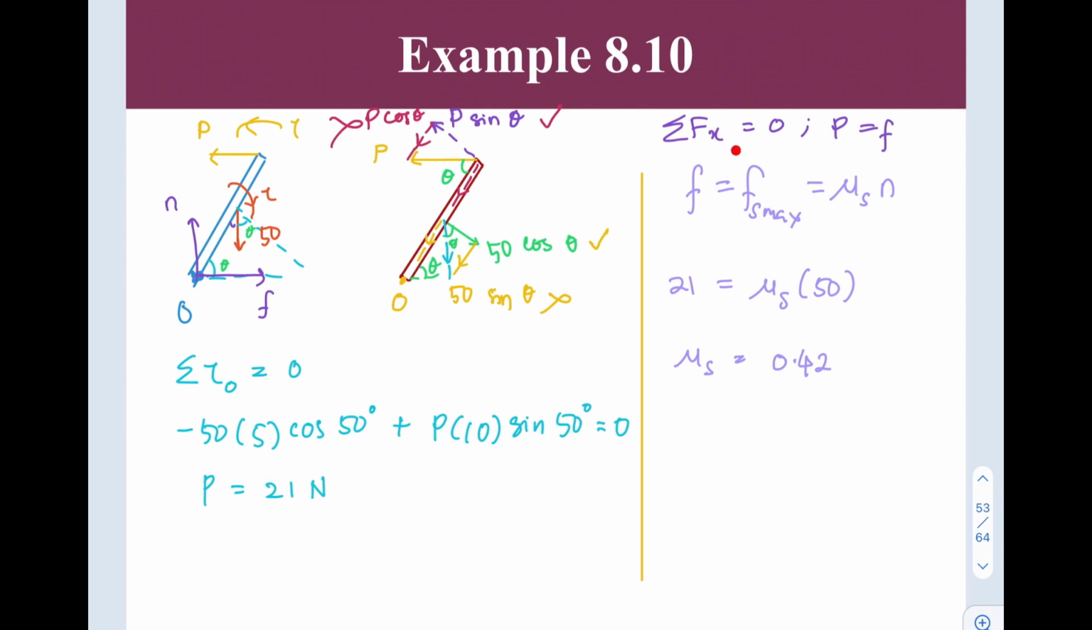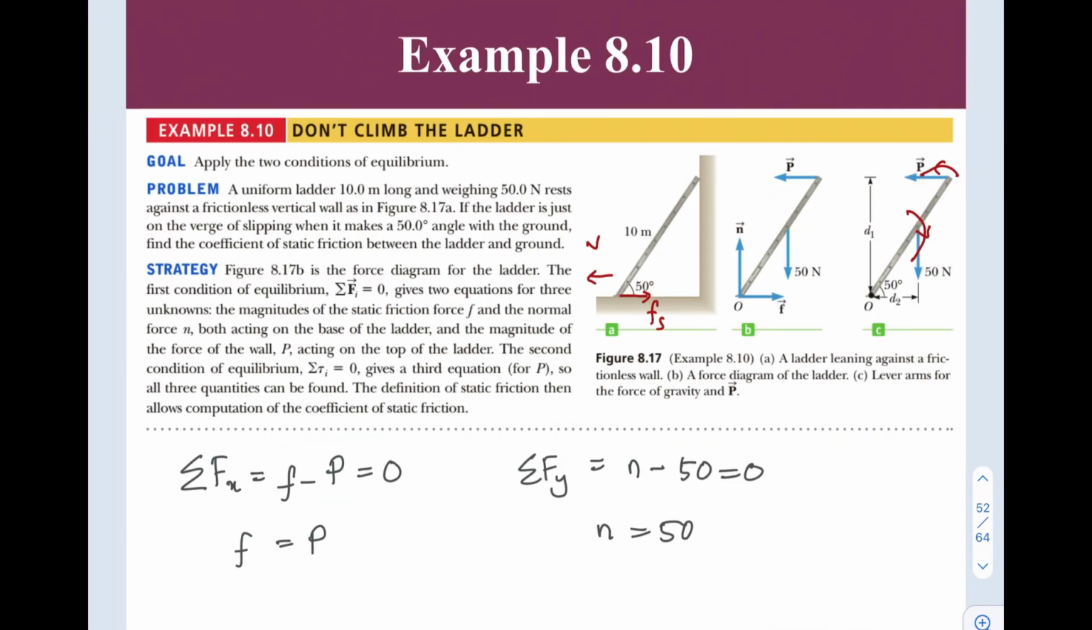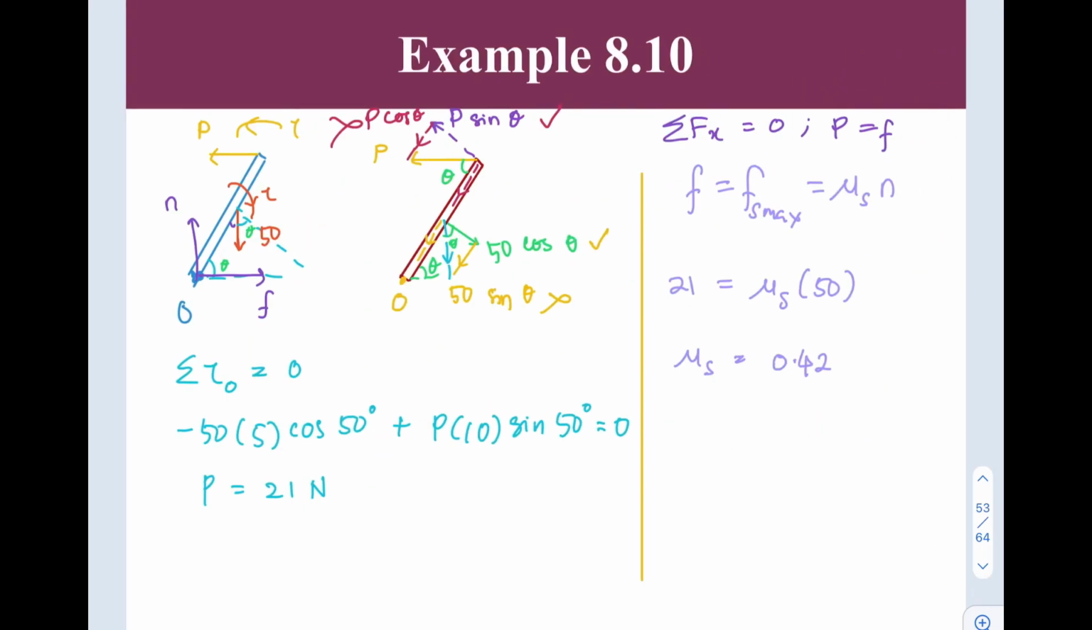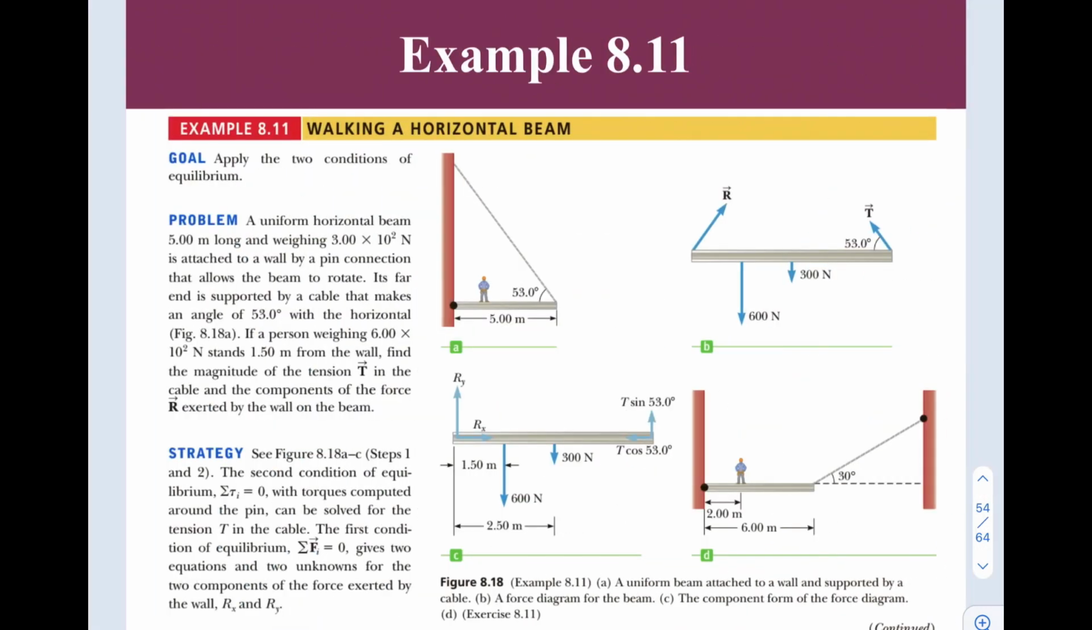Now, to figure out mu, we are going to apply the sum of Fx equal to 0. From here, we know that P equals F, since we already have the value of P. And the frictional force is equal to Fs maximum, because the object is on the verge of slipping. So Fs maximum is mu s times N, so the P of 21 here is equal to mu times N, where N is equal to 50, from here. So you will know your mu is equal to 0.42.